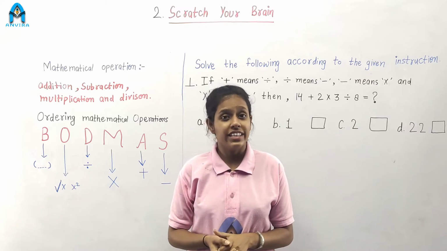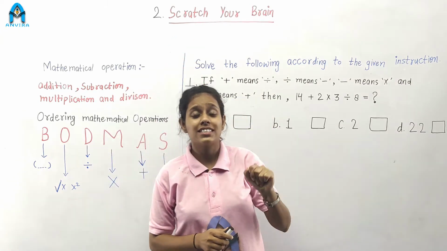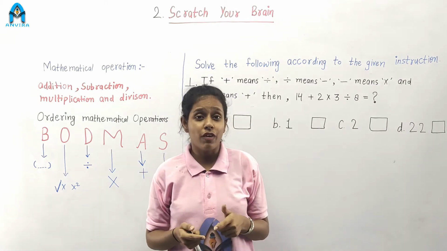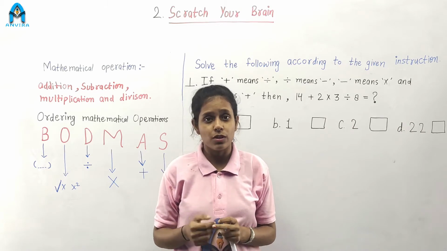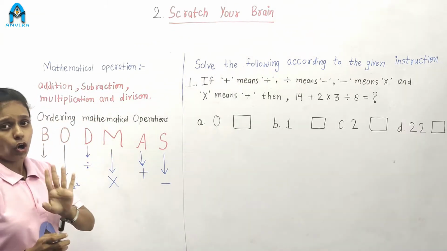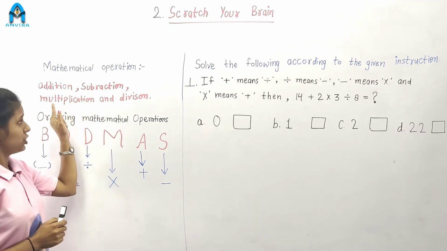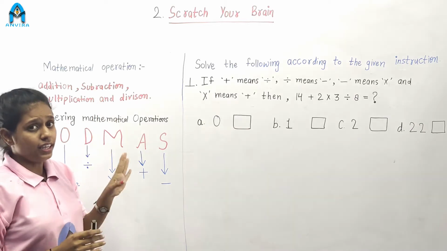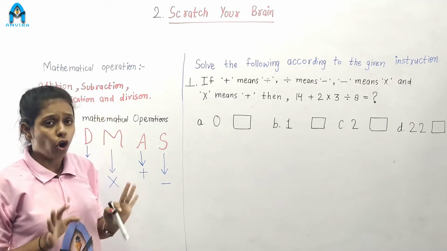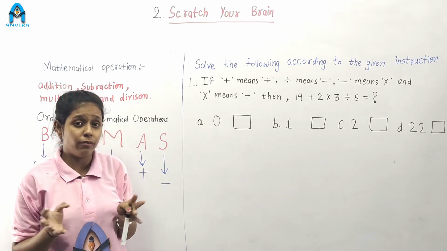Today we will start our next chapter, chapter number 2. Name of this chapter is Scratch Your Brain. First of all, what is in this chapter? We find some mathematical operations. What are mathematical operations? There are 4 basic mathematical operations: addition, subtraction, multiplication and division. They are different mathematical operations. We solved all these in our previous classes, but here we find all of them together.